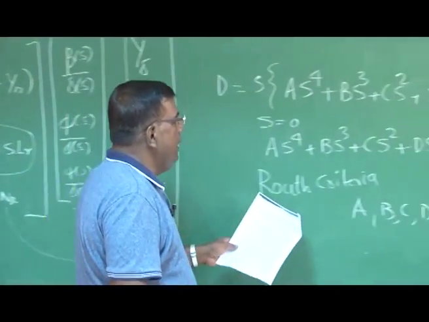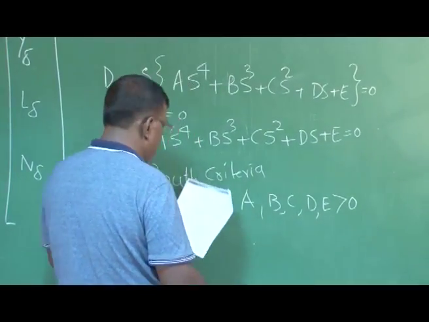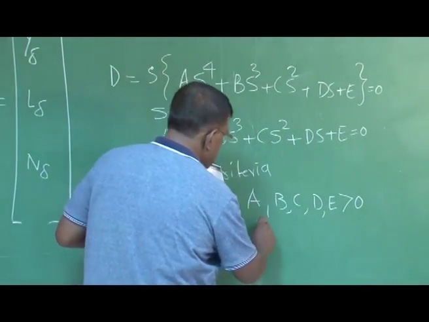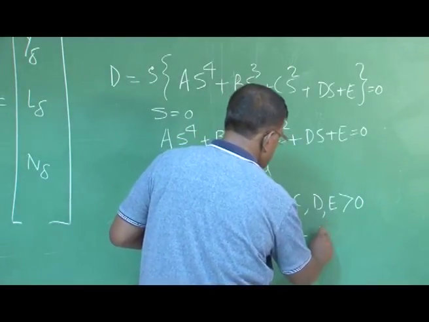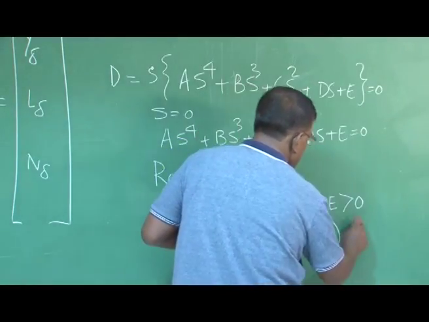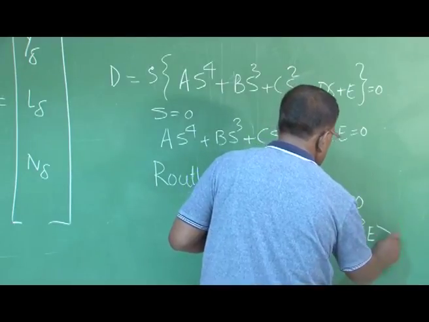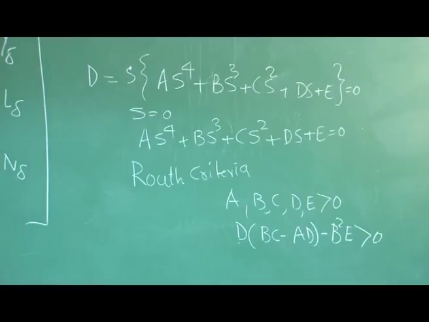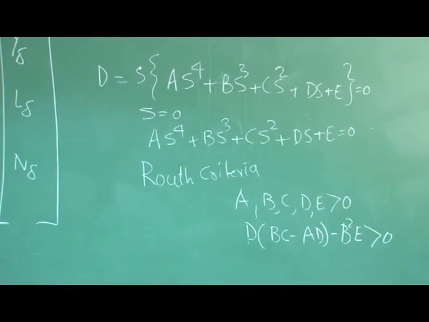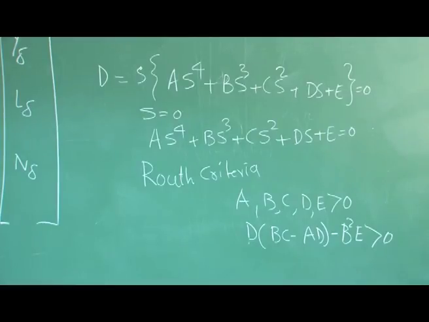For Routh criteria, A, B, C, D, E should be greater than 0, and D into BC minus AD minus B square E greater than 0. You also understand, for example, if E is less than 0, that means one root has come, real part has come on the positive side. Okay. So, all those details we know.